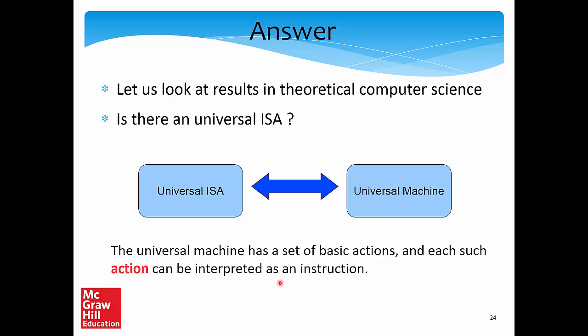Because after all, an instruction is an action. When you are asking the processor to add two numbers, we are asking it to do an action. So the fact that I'm asking the processor to do something is an instruction, and the fact that the processor is doing it is an action. So every instruction is correlated with an action. In that sense, a universal ISA and a universal machine pretty much mean the same thing.